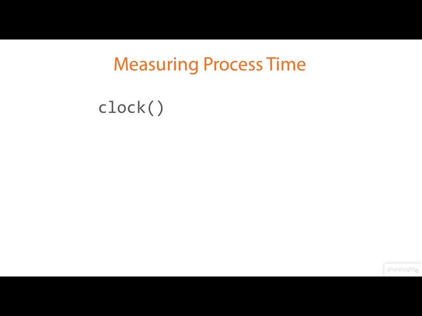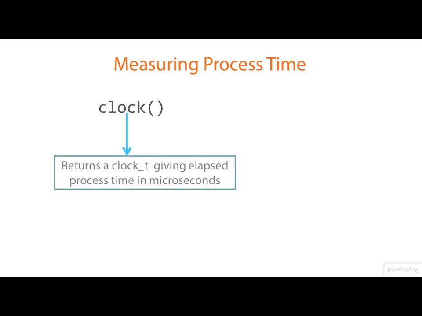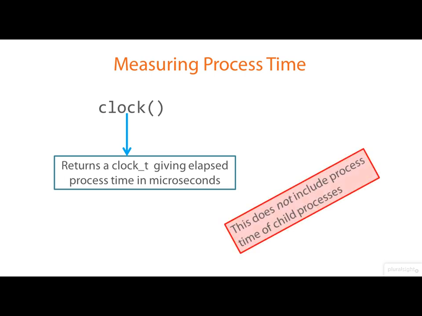One of the simplest ways of measuring this is with a library routine called clock. And that will return a clock_t, that's basically an integer data type, which gives the elapsed processor time in microseconds. Notice that this does not include time taken by our child processes.